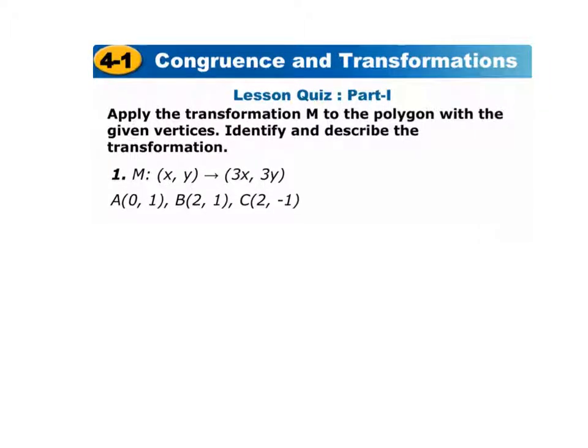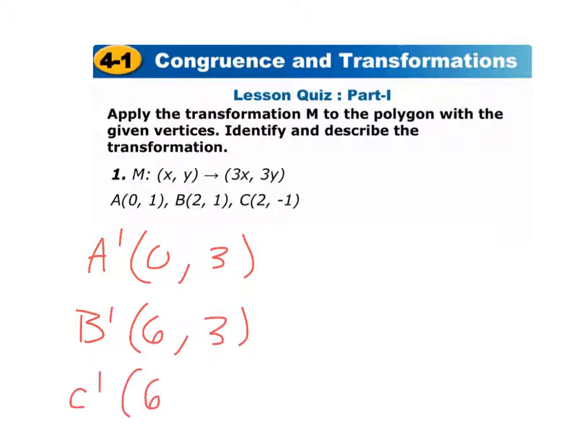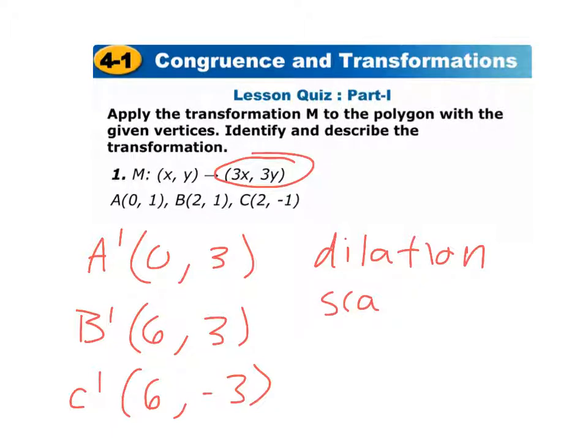Apply the transformation M to the polygon with the given vertices. Identify and describe the transformation. So when we apply M, we're multiplying 3 by the x and y, so what do we get for A prime? 0, 3. What do we get for B prime? 6, 3. And what do we get for C prime? 6, -3. When we're multiplying something by the x and y, what type of transformation is it? Dilation. And the scale factor is 3.